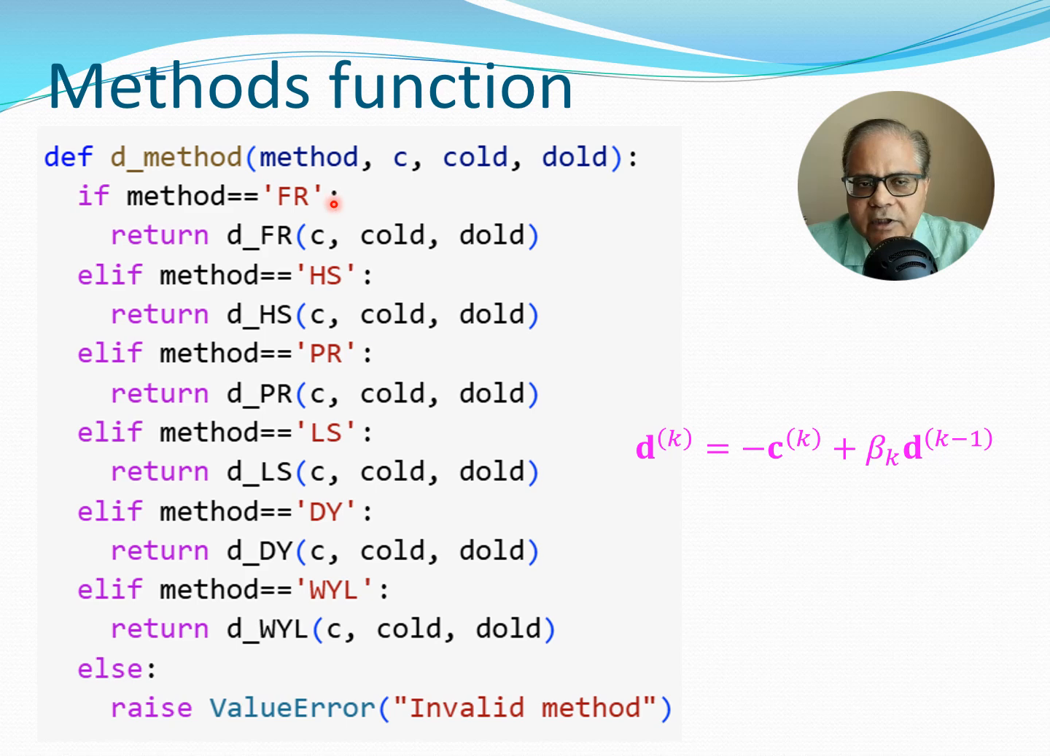So again you can see, if method is Fletcher-Reeves, then the search direction for Fletcher-Reeves is returned. If it is the next method, then that is returned, and so on. And in case none of these match, we basically say that there is an invalid method. So that's a safeguard in this code.